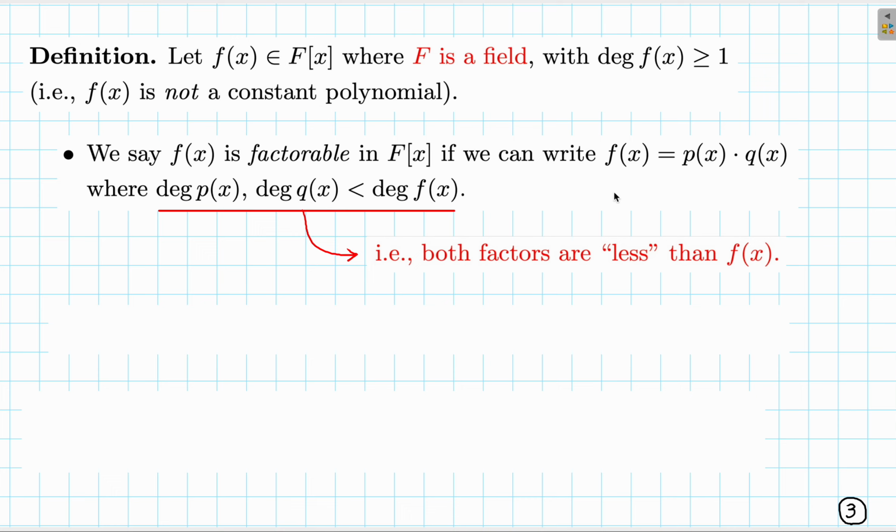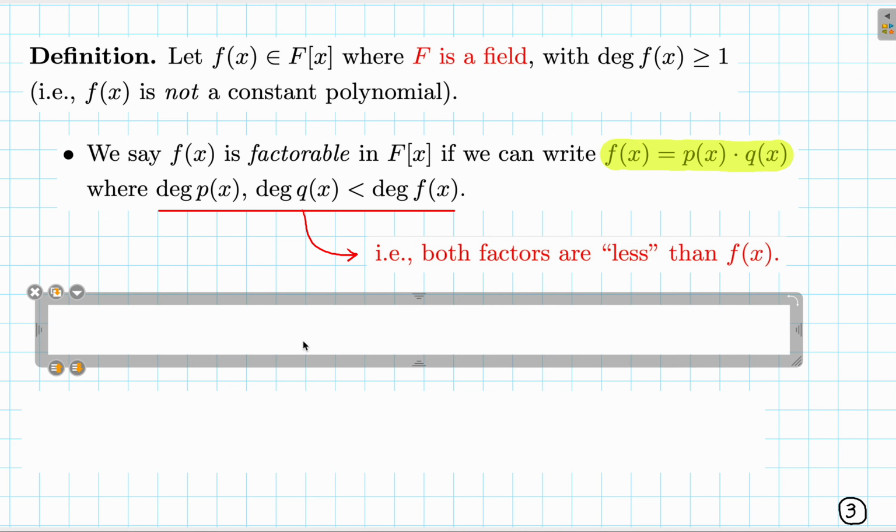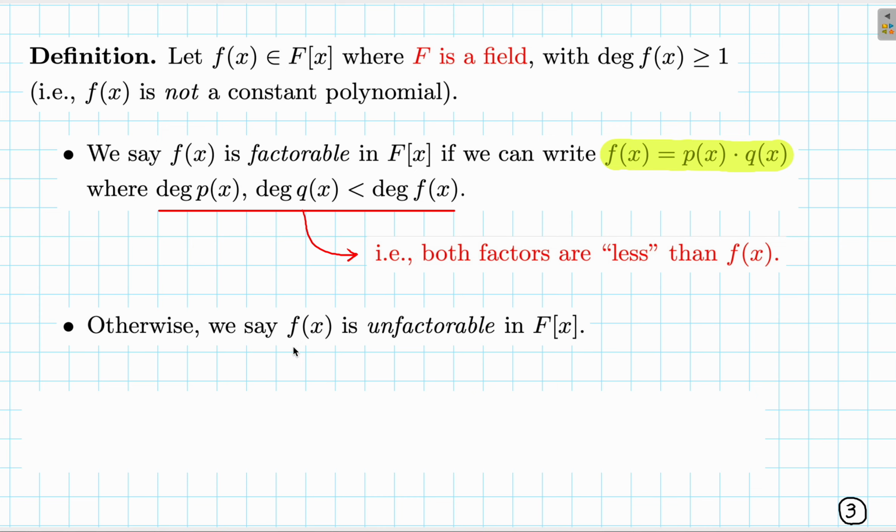Then we say that the polynomial f(x) is factorable in the polynomial ring F[x] if we can factor it. In other words, if we can write it as the product p(x) times q(x), where the degree of p(x) and the degree of q(x) are both less than the degree of f(x). In other words, to have a legitimate factorization, both factors must be less than f(x). And otherwise, meaning if f(x) is not factorable, then we say that it's unfactorable in F[x].